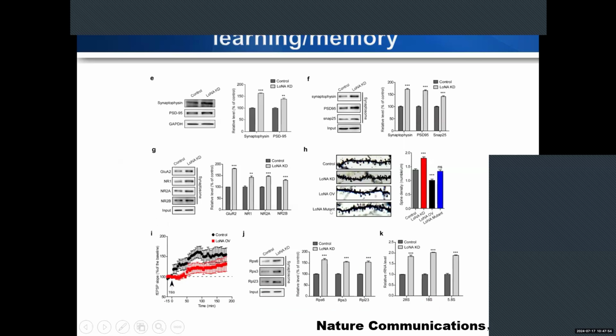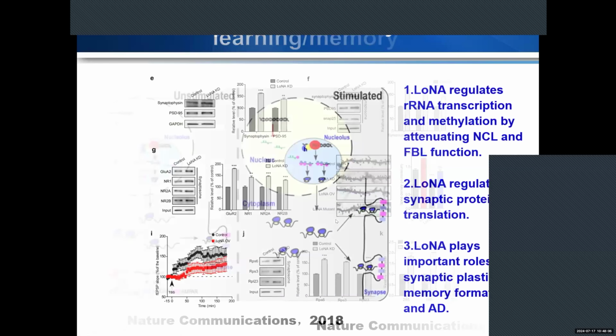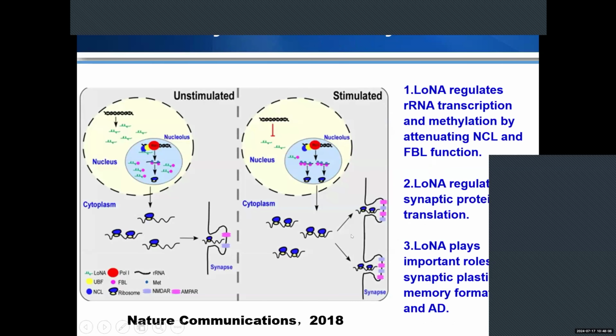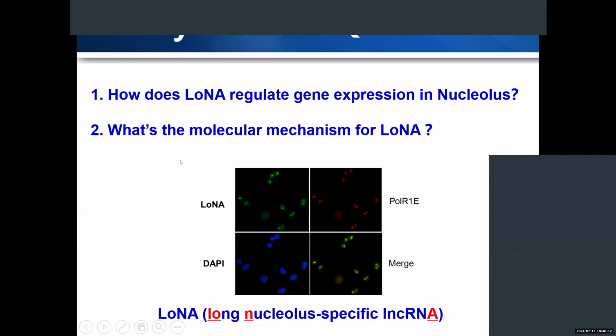In the initial functional categorization, we found LONA can regulate synaptic plasticity and is also involved in learning and memory regulation. It has some role in AD pathology, but we really don't know how LONA can regulate gene expression, especially in the nucleolus, and what the molecular mechanism is for LONA to work.